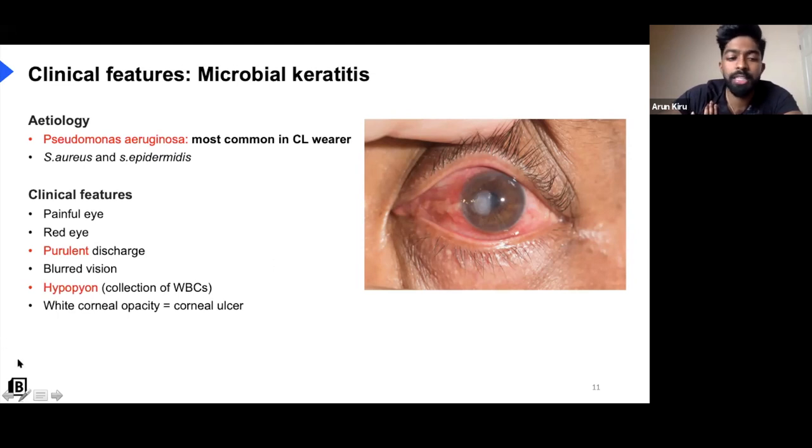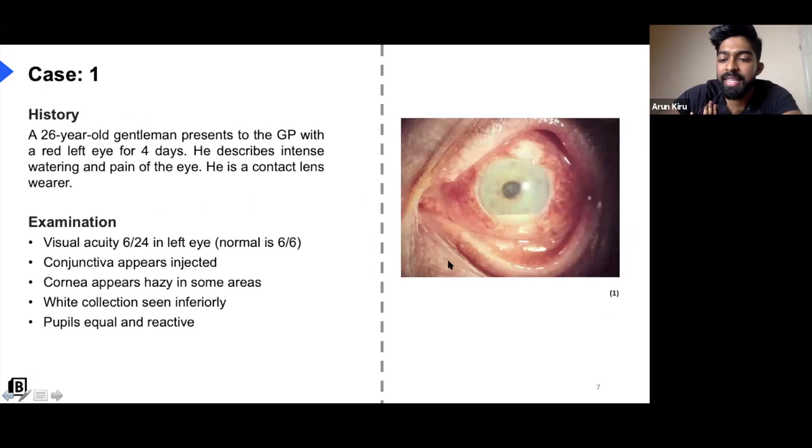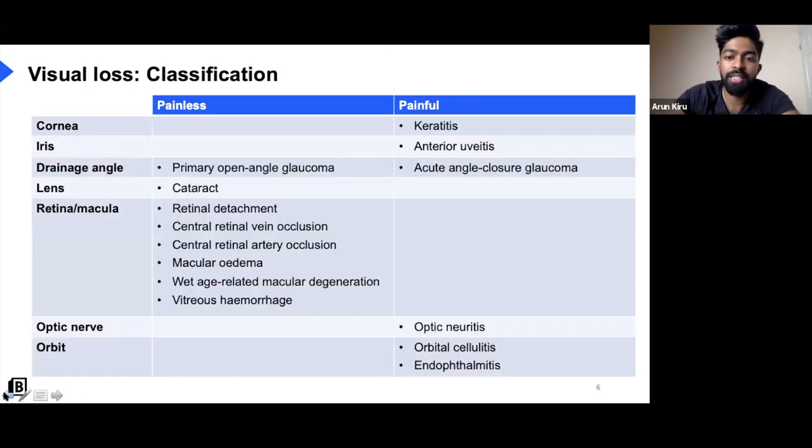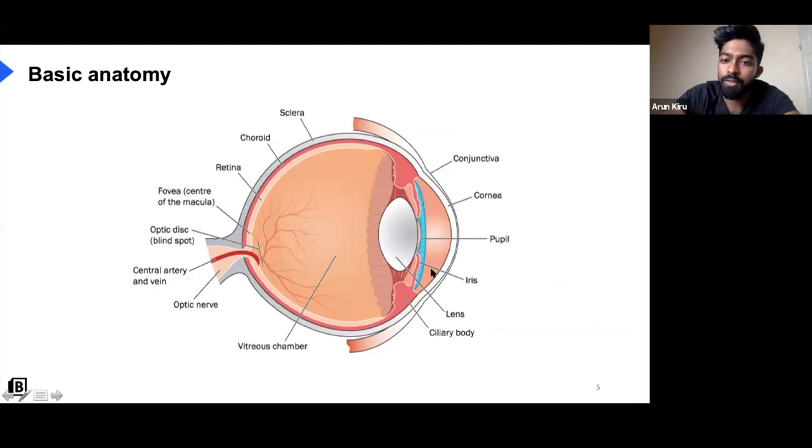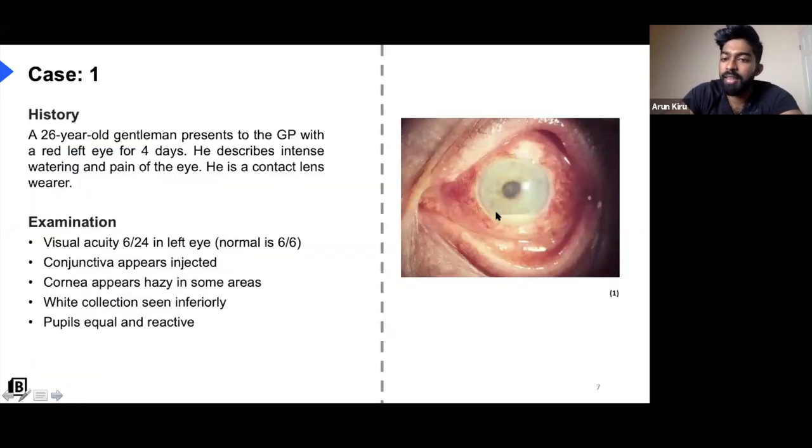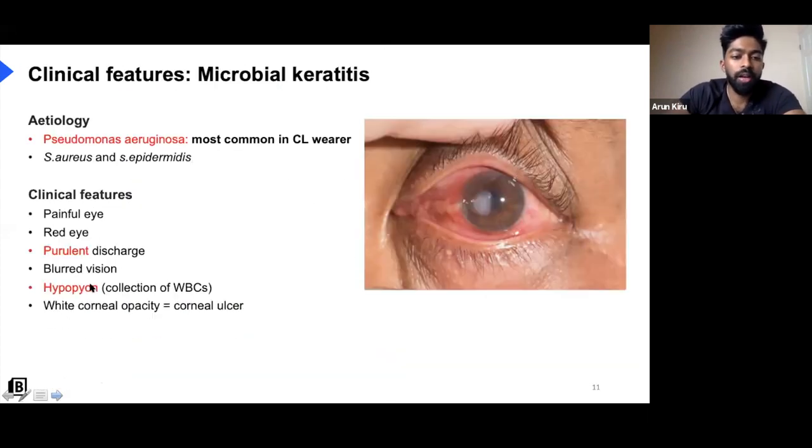A hypopyon, not in this picture, but in this picture, is basically a collection of white blood cells and pus. Usually they float in the anterior chamber. Remember we talked about the anterior chamber at the start over here. This being our anterior chamber, they usually float lots of cells here. But if there are so many, they sink to the bottom and form a layer here. And that's what we see at the front, called our hypopyon. So if we go back to that picture, that is our hypopyon, a level of pus and white blood cells that sink to the bottom. And a corneal opacity, which is our corneal ulcer, is that bit there.